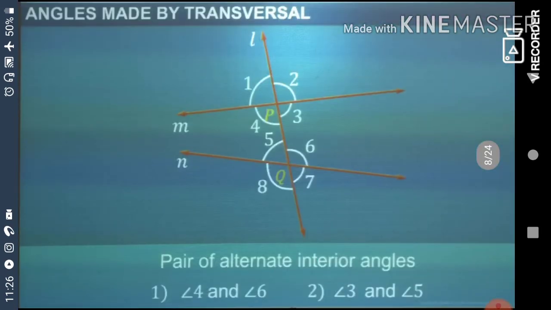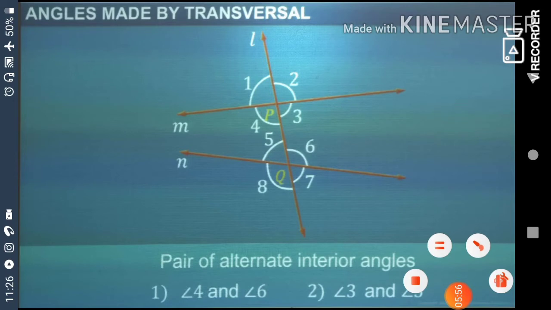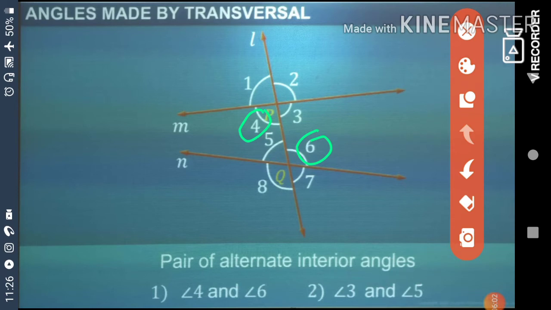Now see, pair of alternate interior angles. We have learned about pairs of alternate exterior angles where the angles are outside. Now talking about the angles which are inside the lines. So pair of alternate interior angles, like we can see here, just pay attention, don't be confused. 4 and 6. See, both these angles are coming inside the two lines M and N, and these are interior angles, but one is on the left hand side, another is on the right hand side of the transversal L. That's why they are called alternate, and both are interior. That's why they are called alternate interior angles.